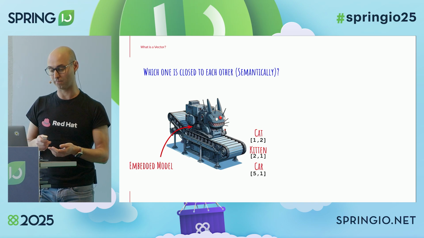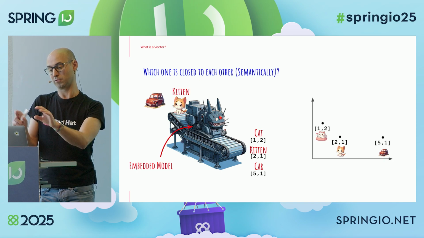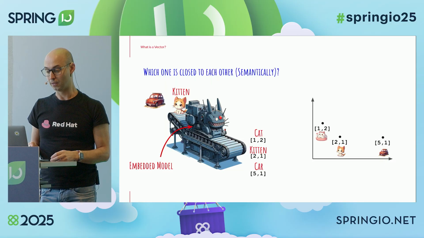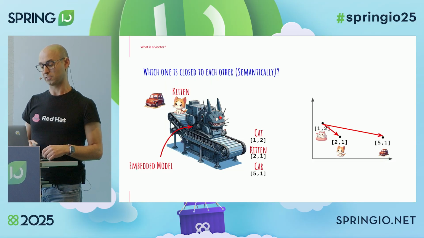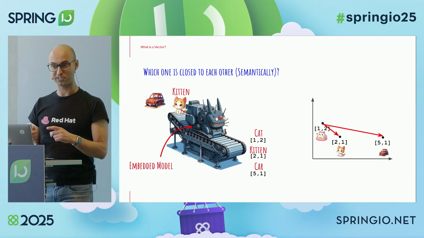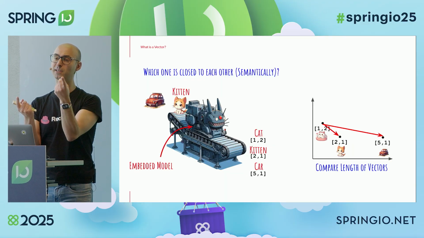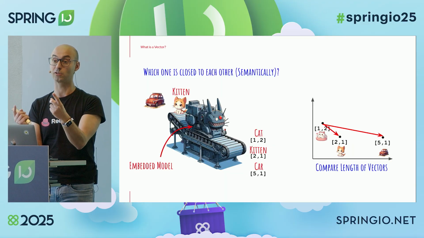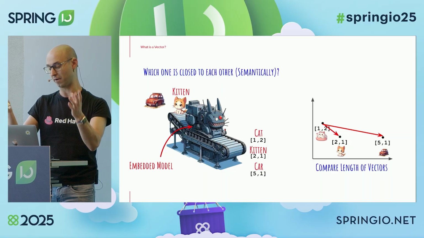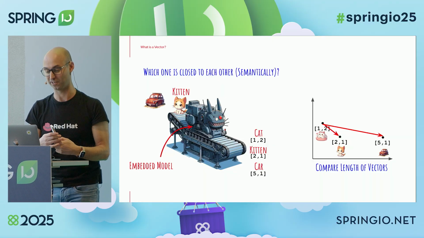Then with this vector, we can plot it on this axis. You're going to start calculating the distance between the points, so you compare the length. Actually, it's not only the length. It can be the length or it can be the angle. It doesn't matter. I don't want to start with this discussion now.